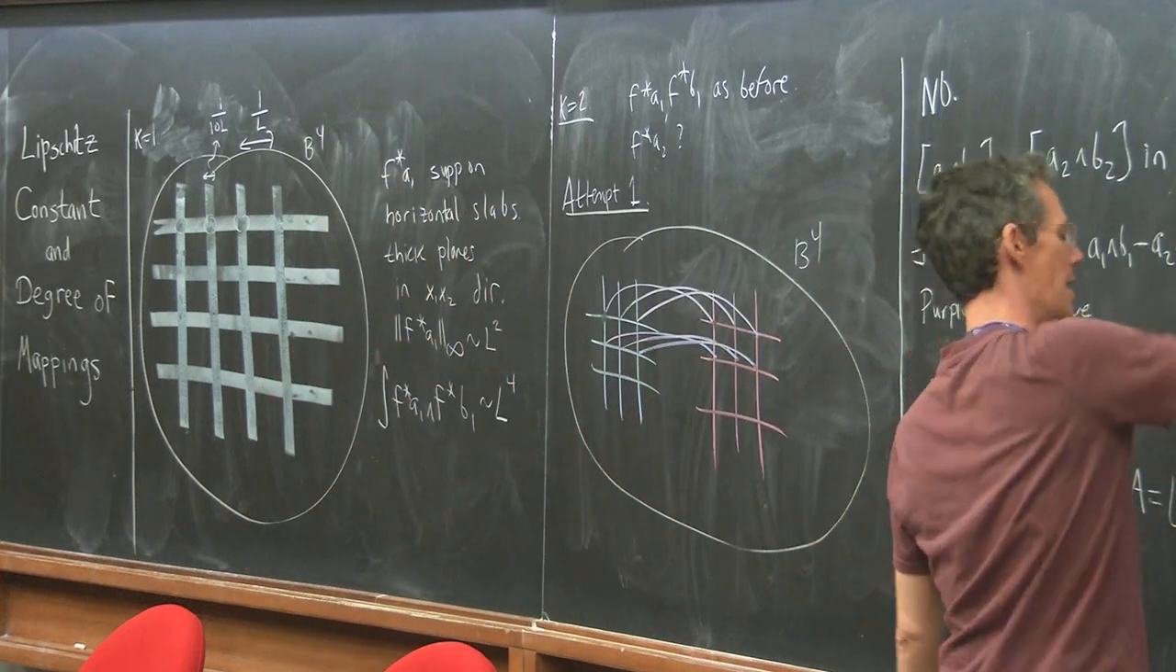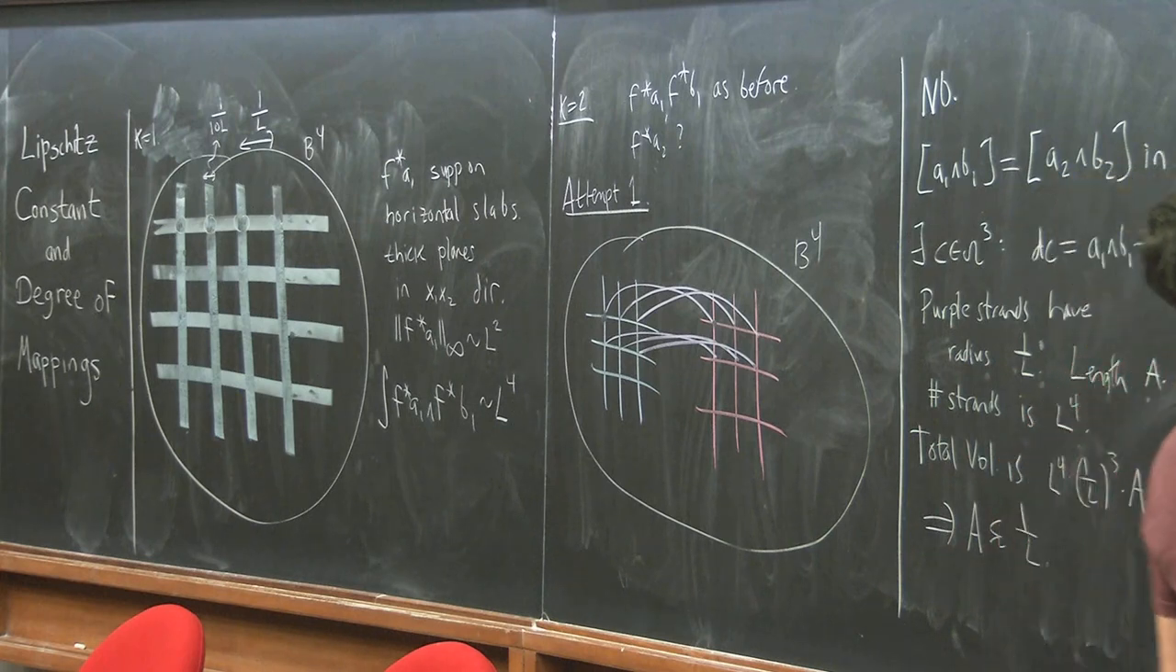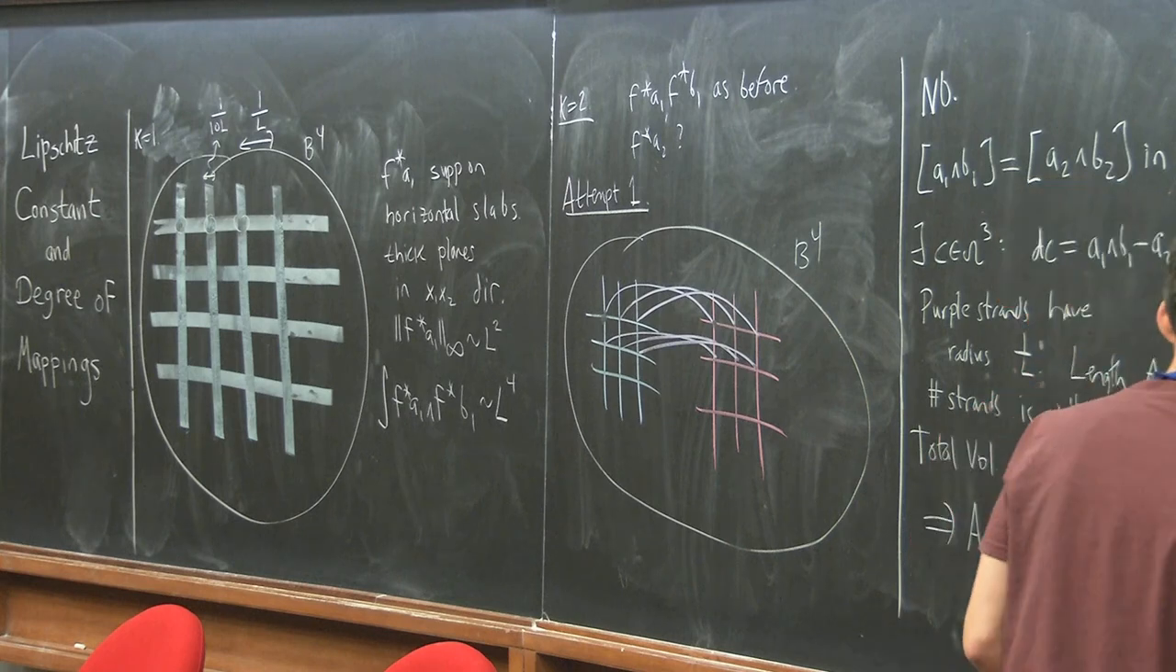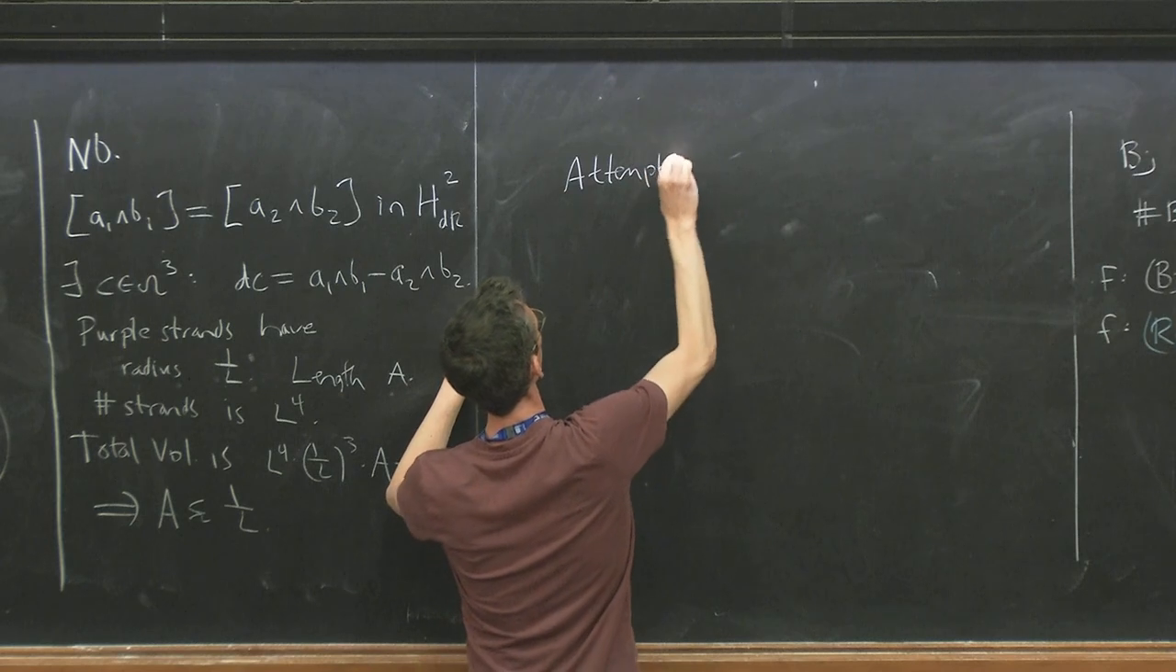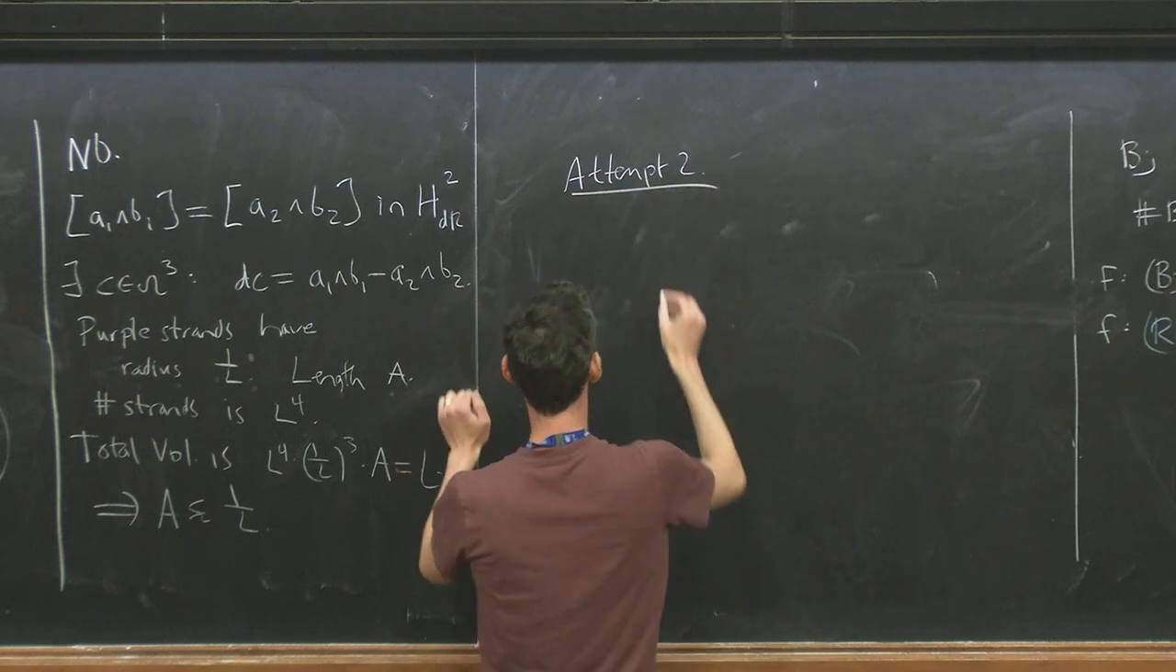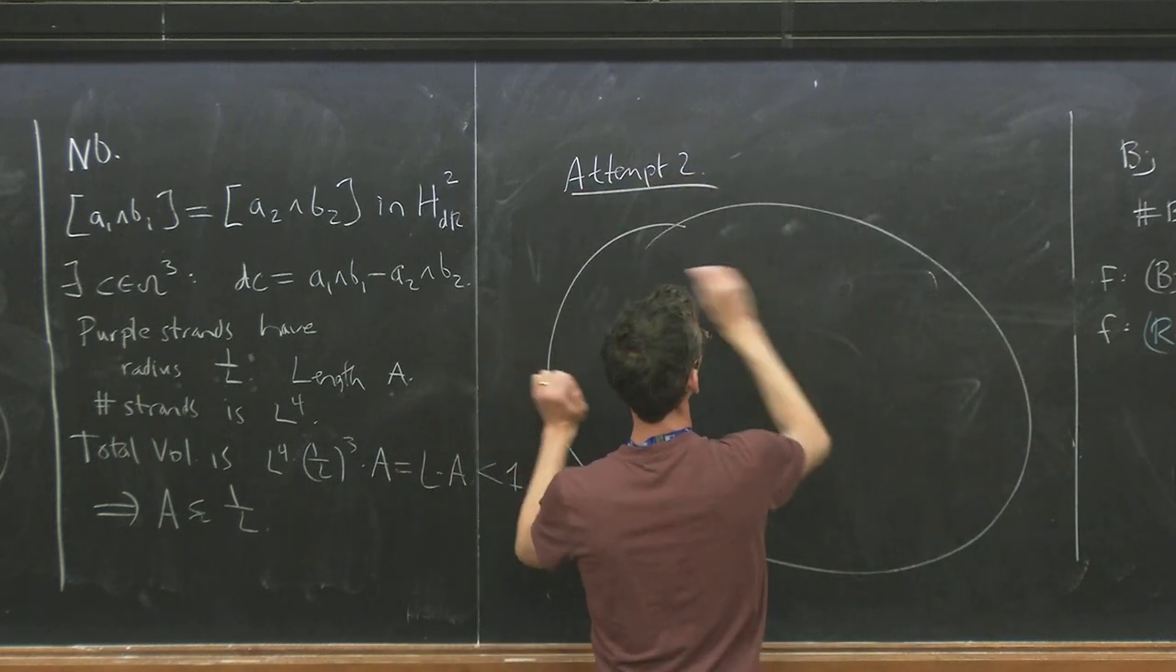So let's try again, now that we know that we need to have these short purple strands. So attempt 2. Okay, have our 4 ball.